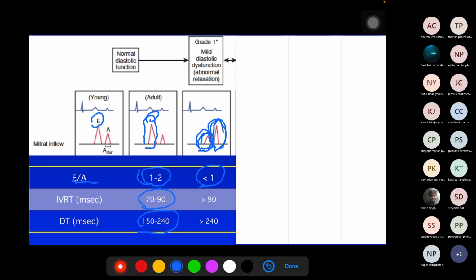When the relaxation of the LV is abnormal, the IVRT is prolonged a little bit, so it's over 90. And also when the E wave is a little abnormal, the E-wave duration is also prolonged, so that's why the DT is prolonged a little bit. The time is over 240. This is called grade 1 diastolic dysfunction.